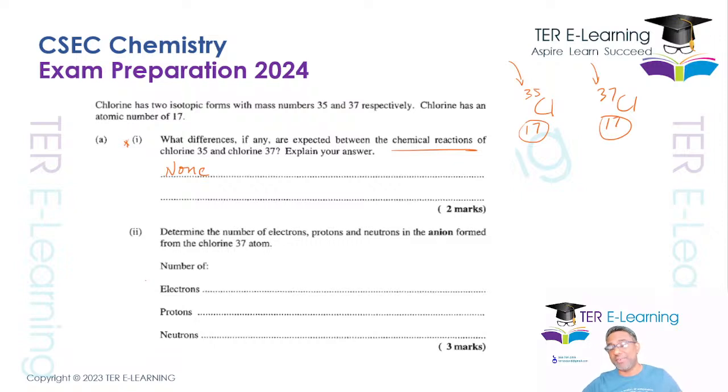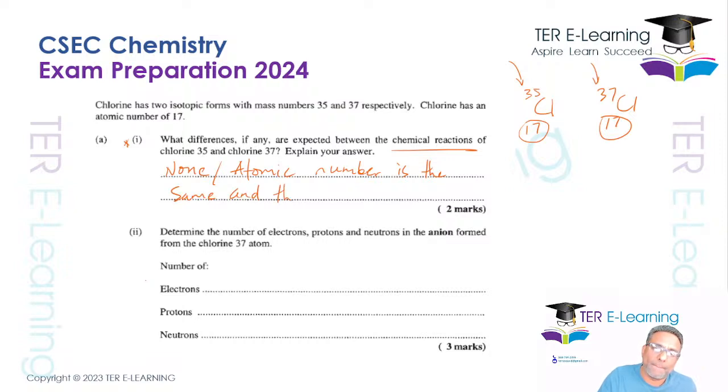So chlorine 35 and chlorine 37 may have slightly different physical properties, but their chemical properties are exactly the same, right? So all you need to say is that there is no difference. The atomic number is the same. If you never saw this before, you learn something new. So the atomic number is the same, and therefore similar chemical properties, or in this case, they call it chemical reactions.